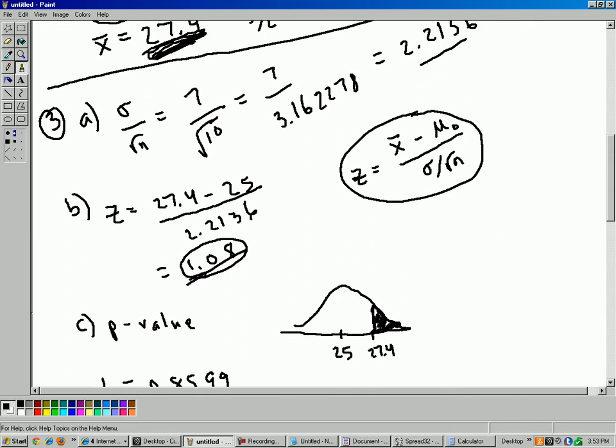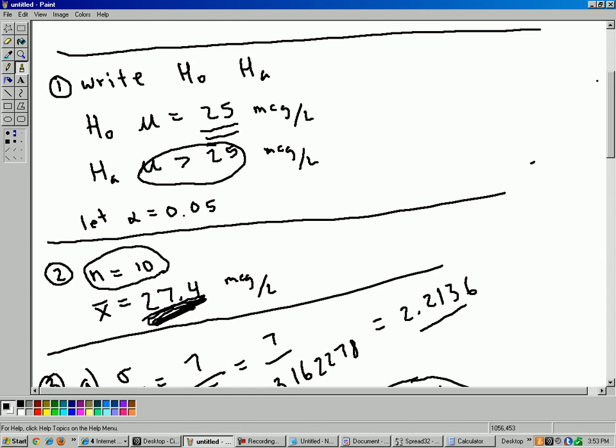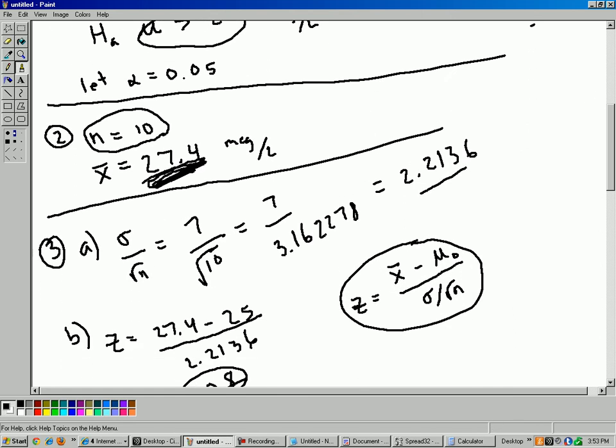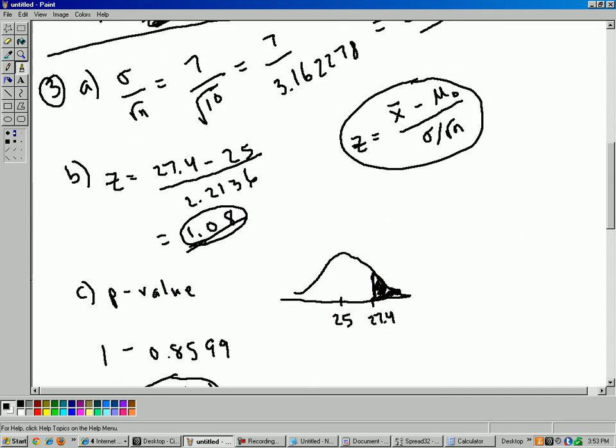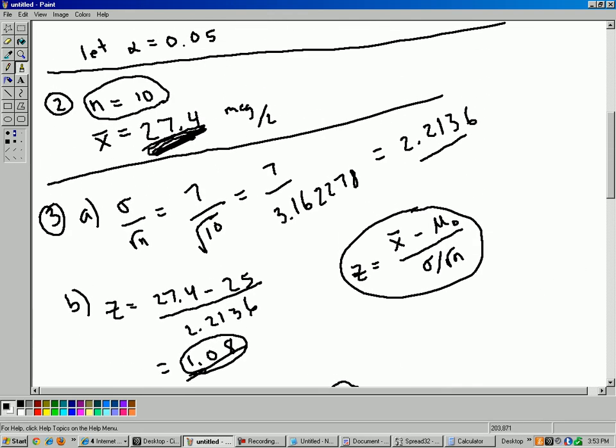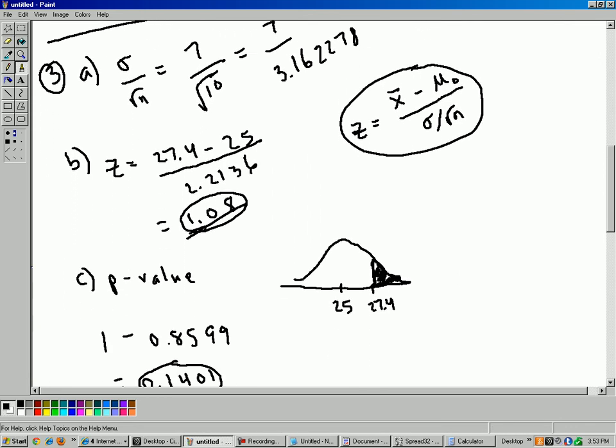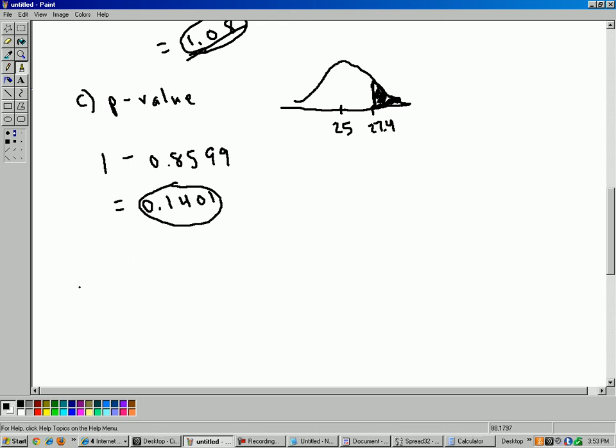So bottom line here is if the null really was 25, if the untrained noses were just as good as the trained noses at 25 micrograms per liter, then there's about a 14% chance of getting the result we got, of getting that 27.4 or higher. And so that's a pretty high p-value.